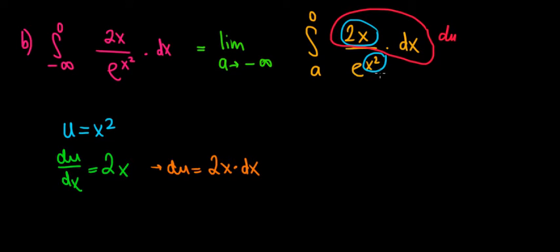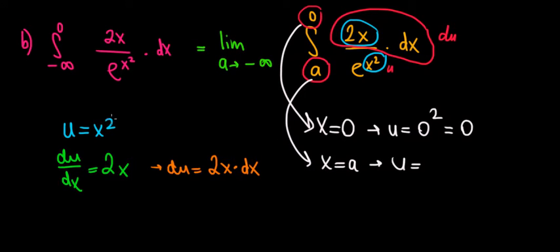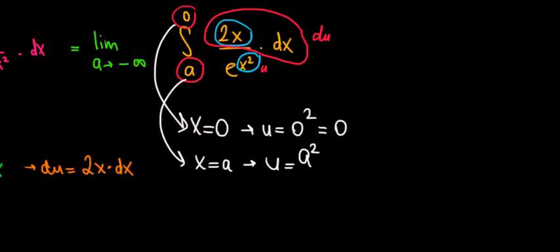On the lower side we have e to the power of u, and what we also need to know is that we will have to change the boundaries, because we changed the expression from the variable of x to the variable of u. So let's see how the new boundaries are going to look. When x equals 0, what is u? u would be 0 to the power of 2, so that's 0. And when x was equal to a, u must equal a to the power of 2, so that's a squared.